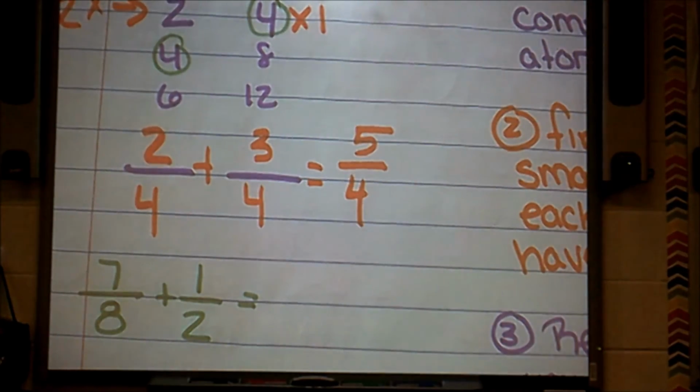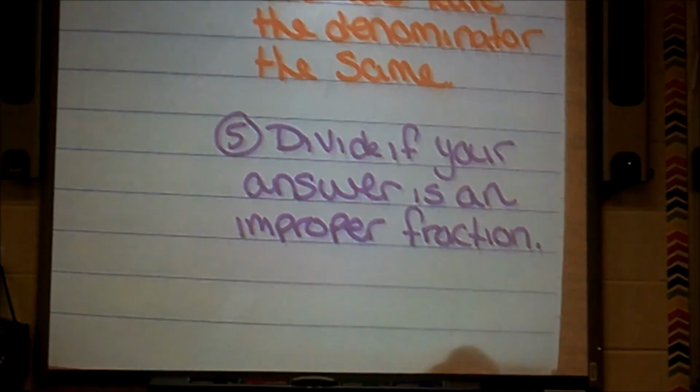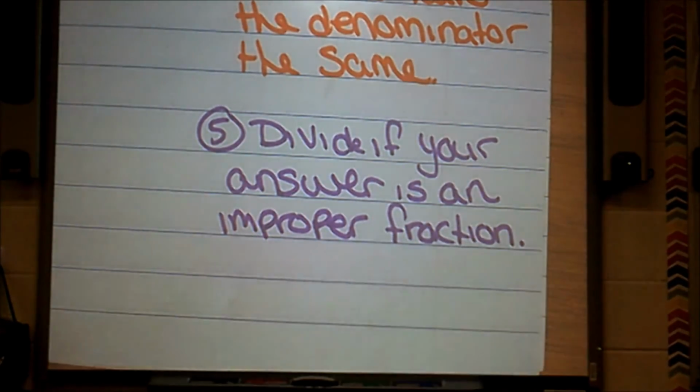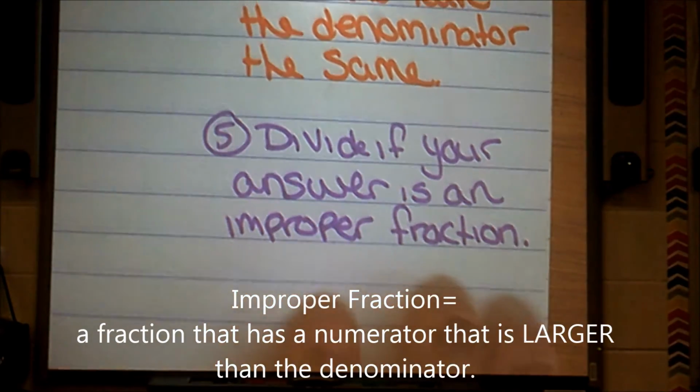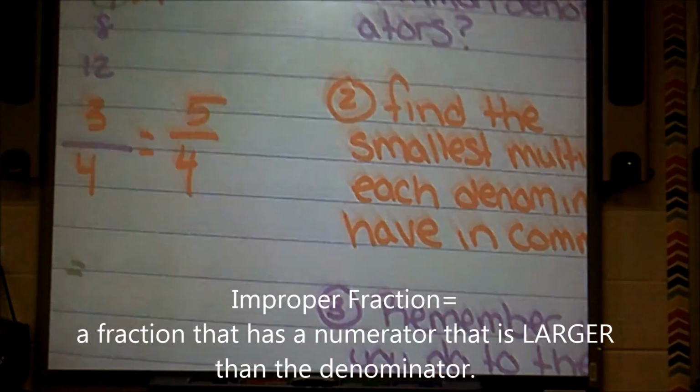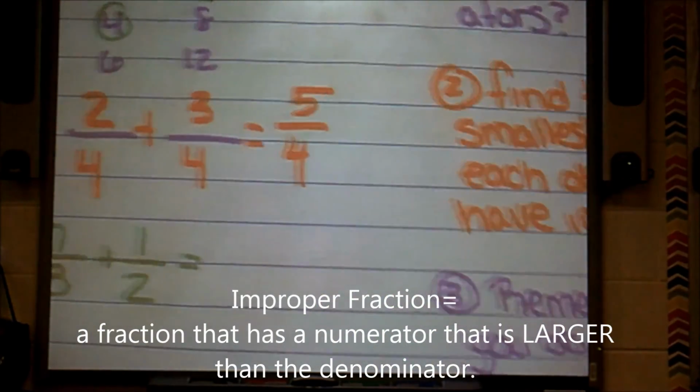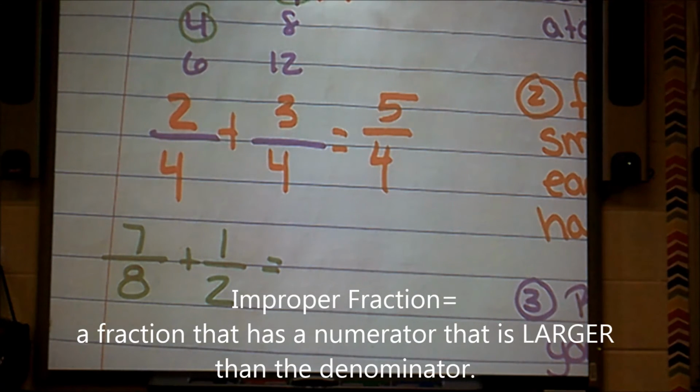Now my last and final step is I need to divide if, and only if, my answer is an improper fraction. And you may be asking yourself, what is an improper fraction? Well, you may recall that an improper fraction is a fraction whose numerator is bigger than its denominator, which is the case here. 5/4 has a numerator that is bigger than its denominator. So I have to divide.